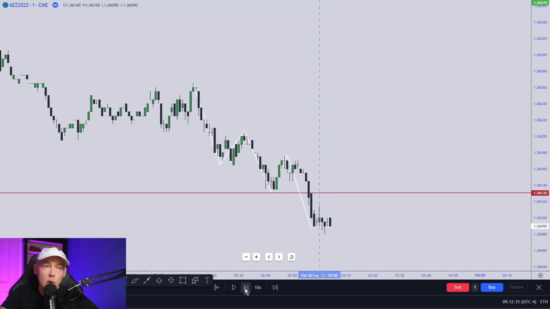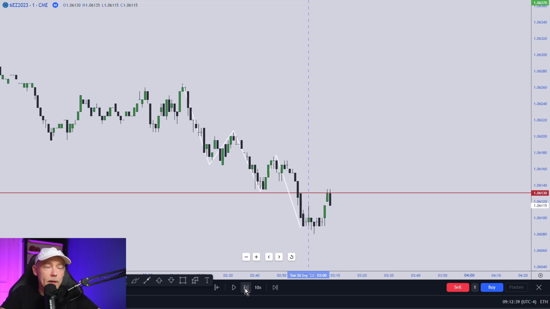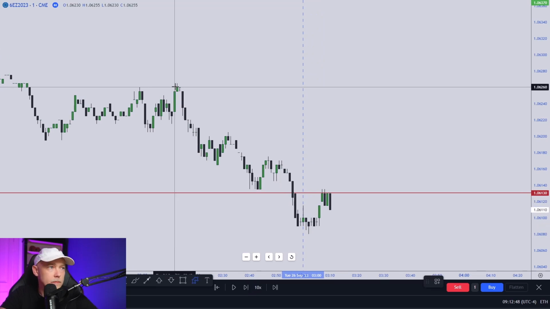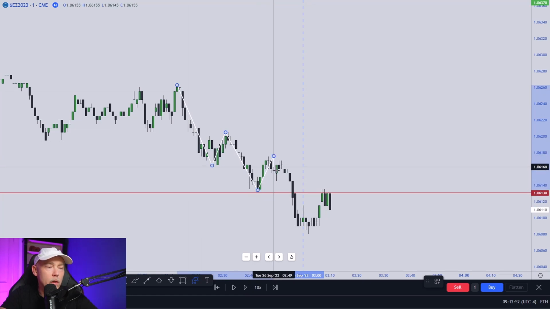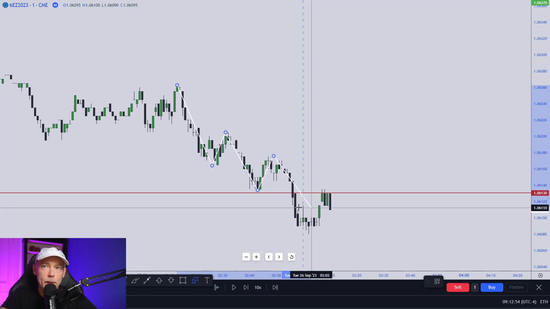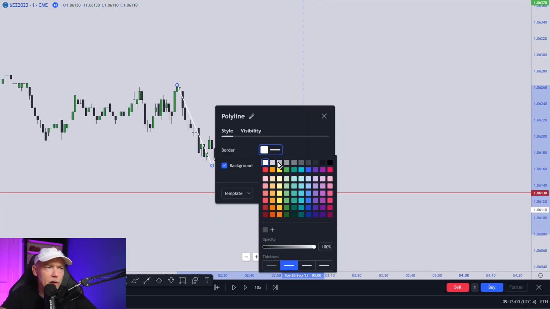Price continued lower. I was just looking at the charts, nothing to do. Then we had this move higher. So we have our lower highs, lower lows, moving down, taking a sweep of the sell side area here. We've made a little high here. Let's change the color of that line to purple, make it a little bit more visible for you guys. There we go.